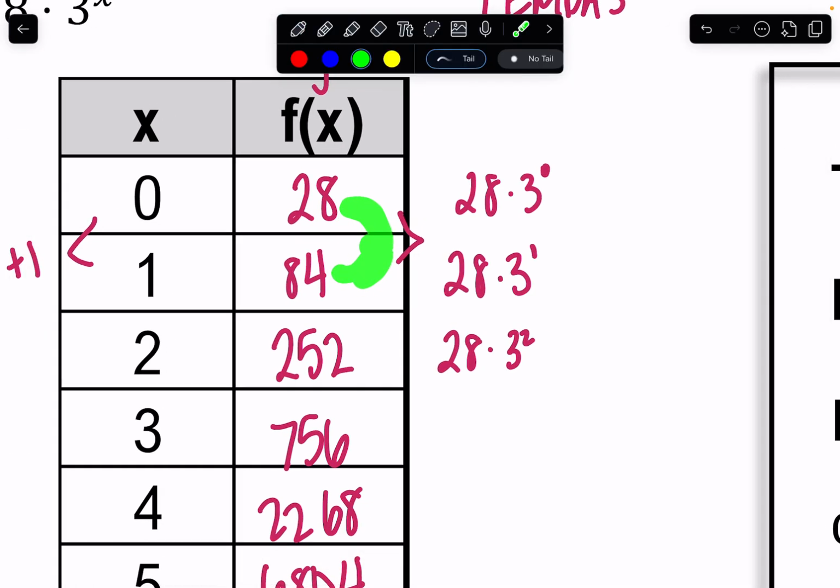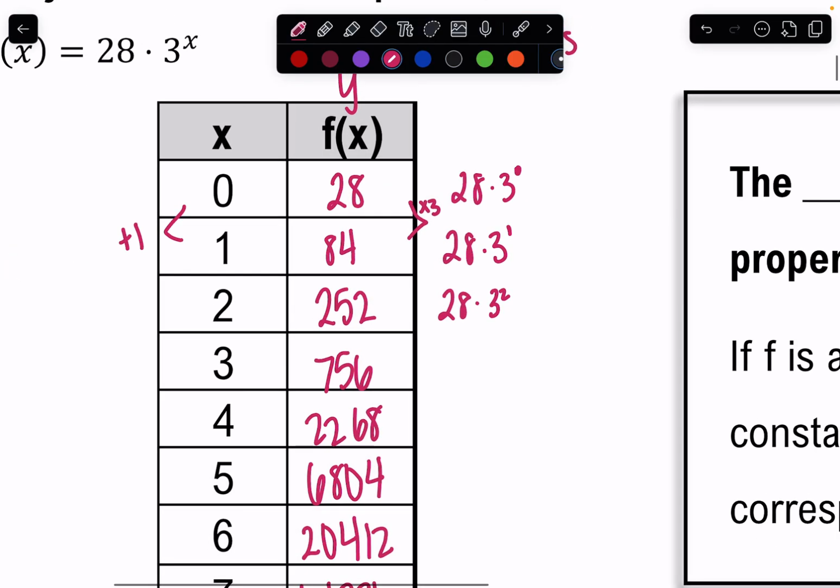Divide these two numbers. Take 84, the second number, and divide it by your first number. You should get 3. So we're multiplying it by 3 each time, okay? Again, you could take 252 divided by 84, you get 3. So I'm multiplying by 3 every single time.